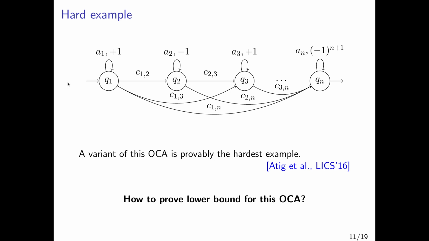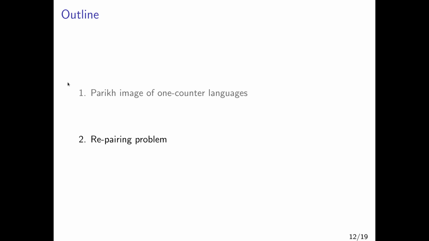So now, how do you show lower bounds for these OCA? And this is something that we do in this work. And this is what this repairing problem is all about. So let me tell you it in an abstract way. It is defined for Dyck words, so balanced parentheses, but since we're talking about one-counter automata, let me instead use pluses and minuses. So I'm really not repairing brackets, I'm repairing signs.